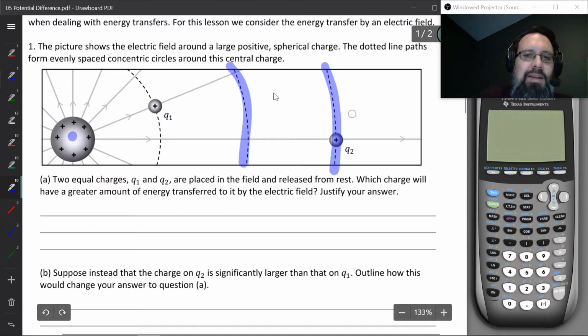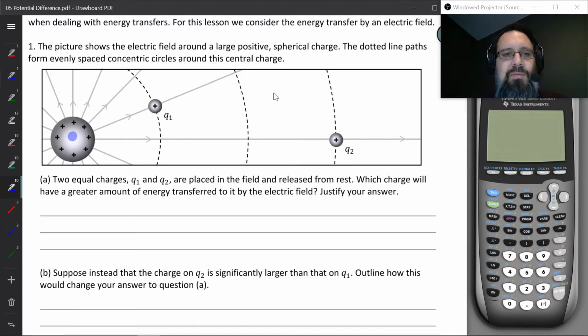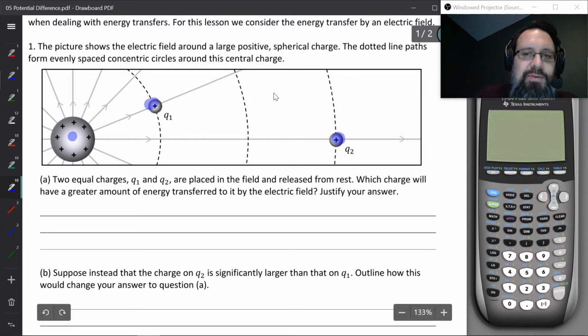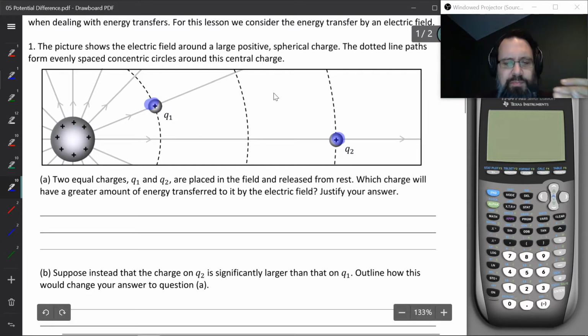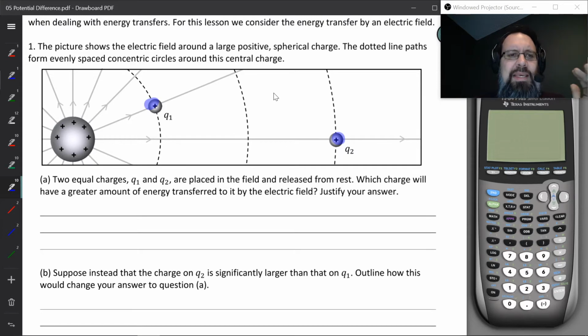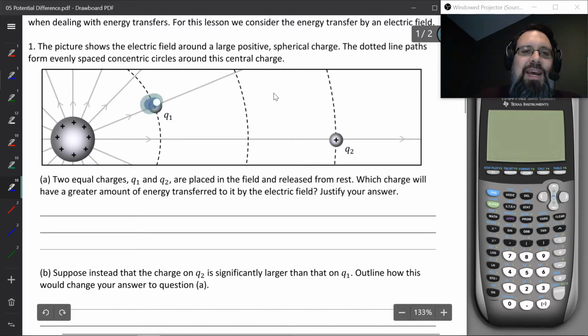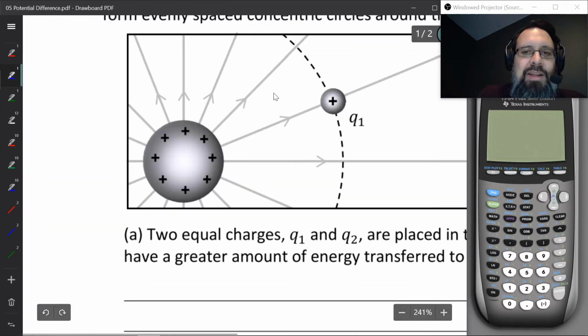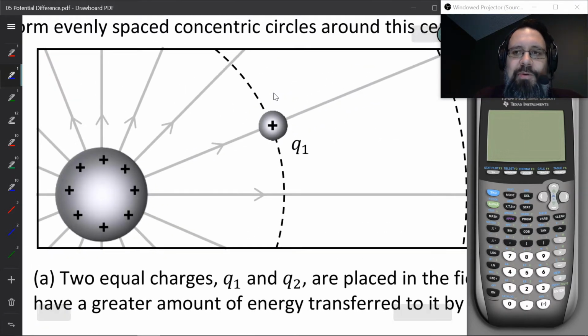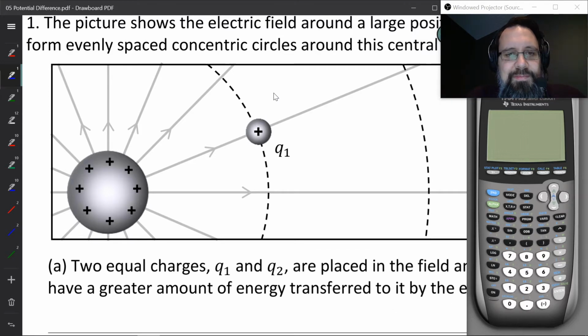We have two charges in the field, Q1 and Q2. They're going to be equal charges, so Q1 is equal to Q2, both the same amount of charge. What happens if I release them from rest? Well, we know what's going to happen, right? Maybe I should have you guys tell me. What would happen to Q1 if I released it from rest in this field? What will it do? Repel. It's going to get repelled. In fact, since I drew it on this field line, it's going to move along that field line.